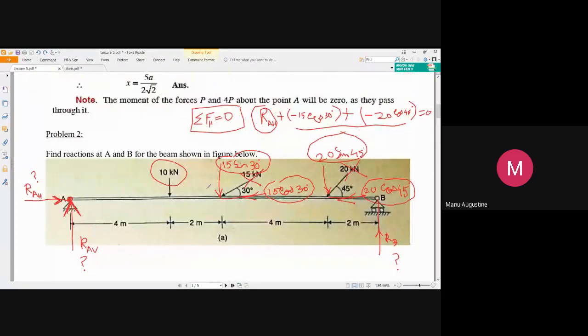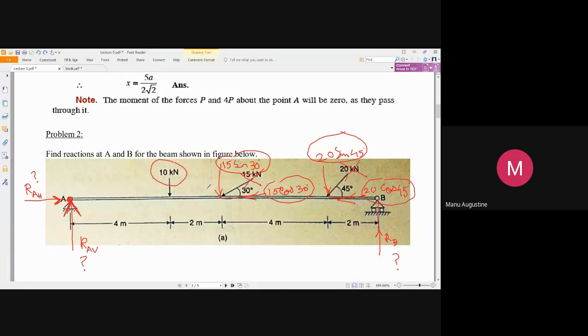Now, out of the 3 reaction forces, 1 force has been found. Now what about the other 2 forces? Now let us say we try to apply summation of all the vertical components is equal to 0. Do it. Just like you did for the horizontal components, now do it for the vertical components. Vertical is RAV, RB, 10, 15 sine 30 and 20 sine 45.